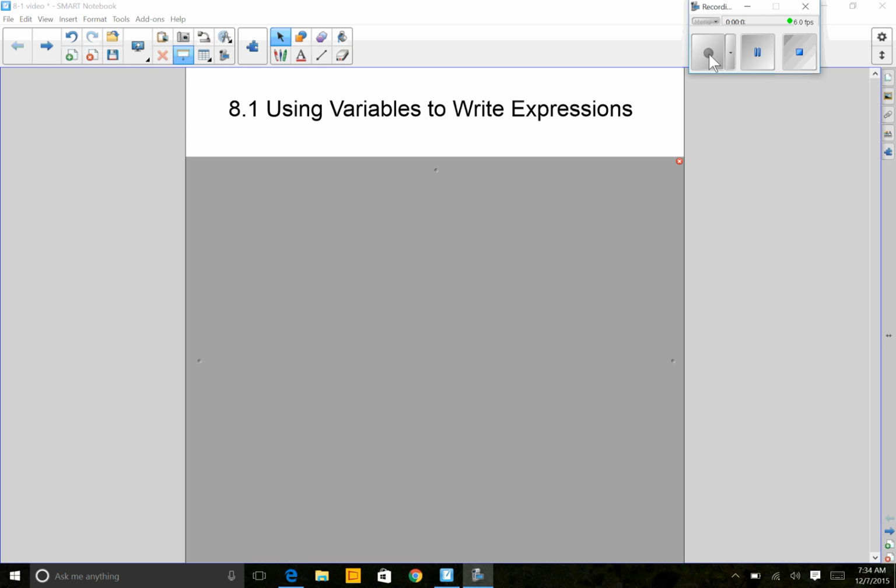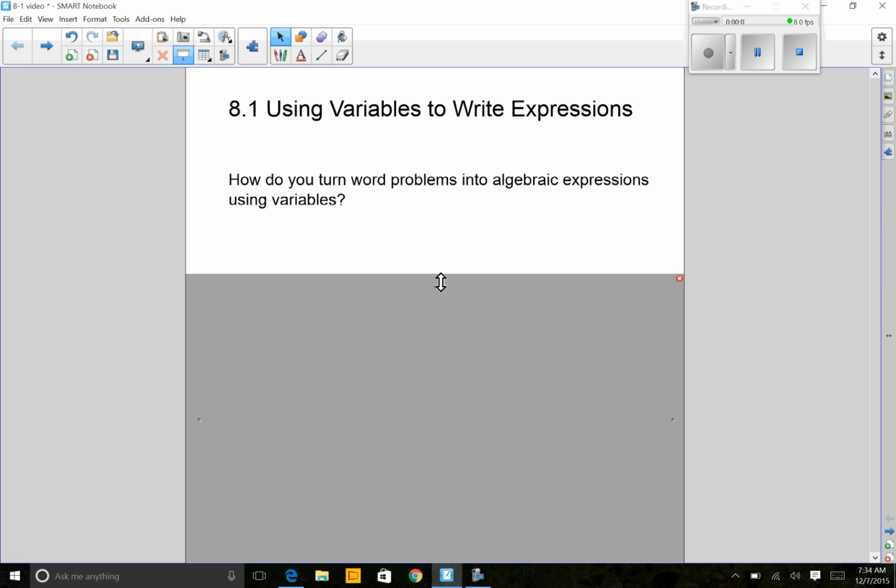This is topic 8, lesson 1, using variables to write expressions. How do you turn word problems into algebraic expressions using variables? So in this case, we're going to talk about how you take a word problem and turn it into an algebraic expression that uses variables that will help us solve the word problem.